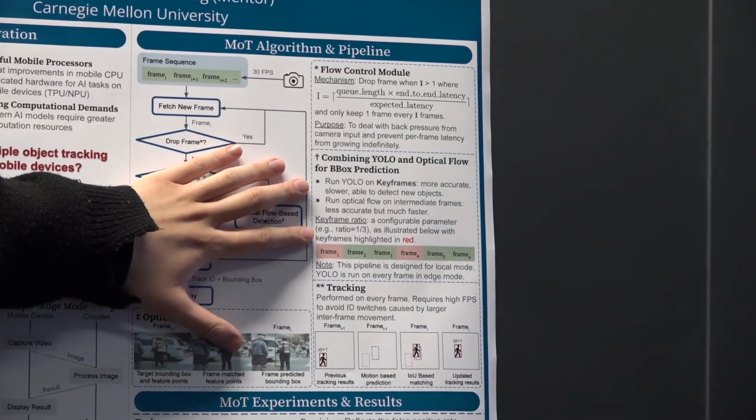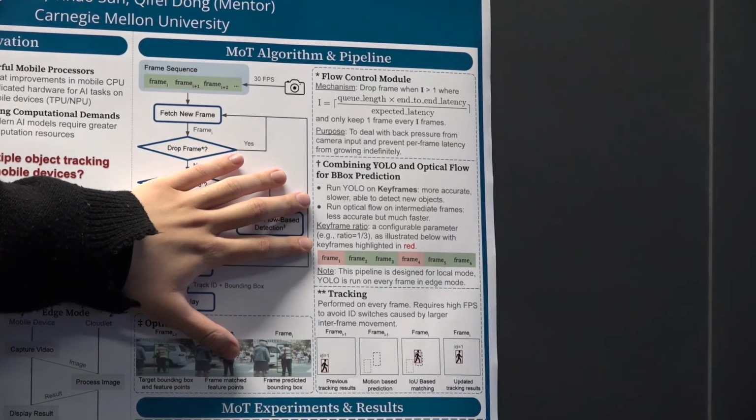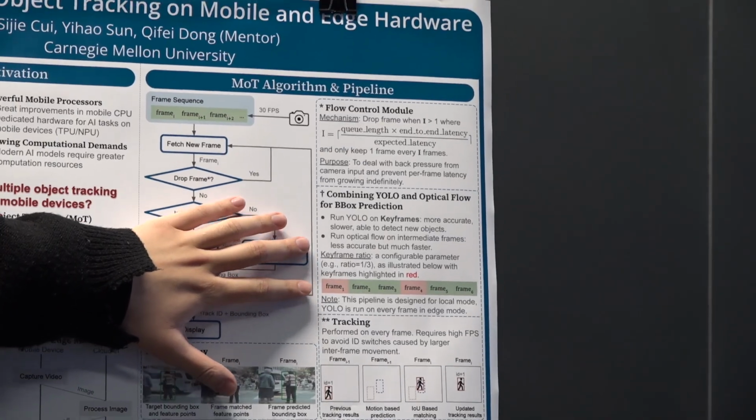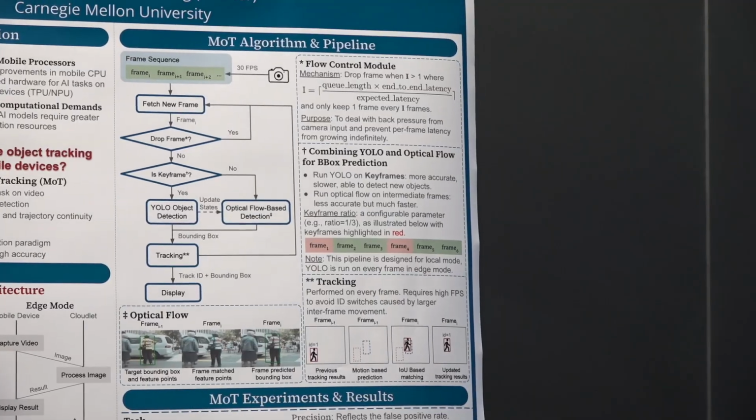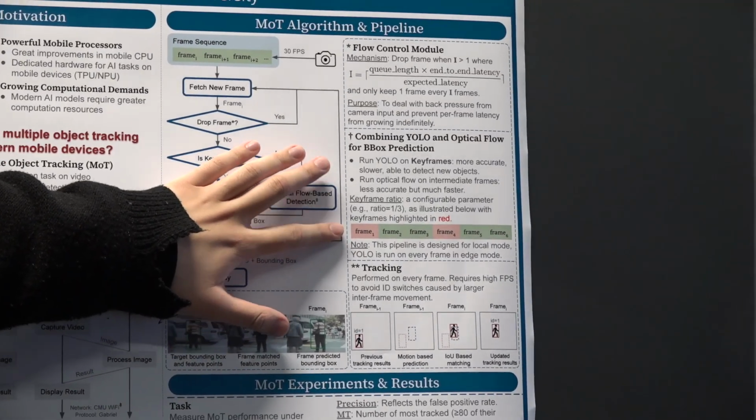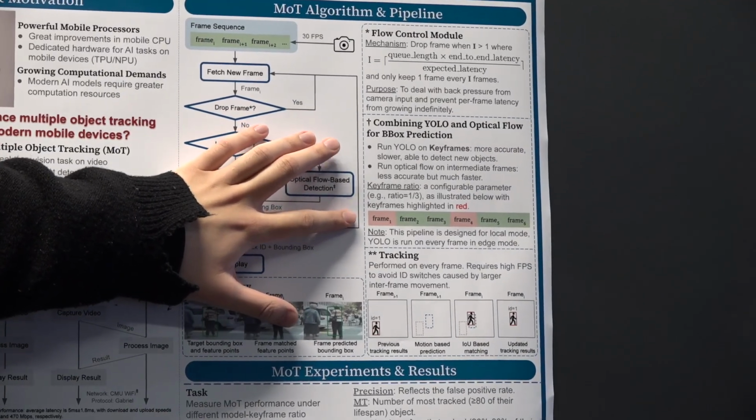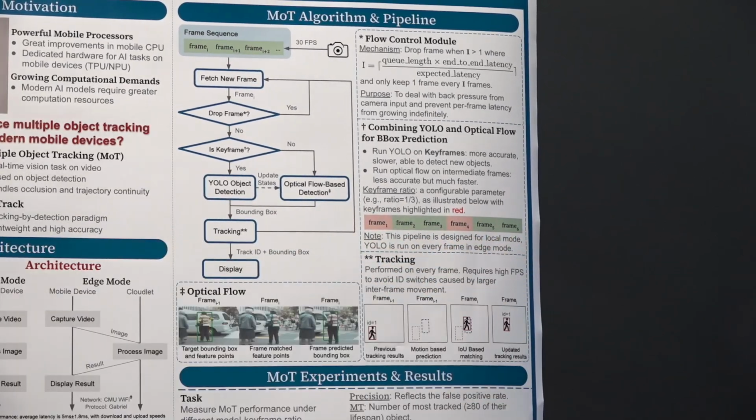YOLO is more accurate and can detect new objects, but it is slower. Then we will run the optical flow for intermediate frames. It is less accurate, but it's much faster. Here, we also define a term, keyframe ratio. If we set the keyframe ratio to 1/3, those red frames will be the keyframes, while those green frames will be the intermediate frames.